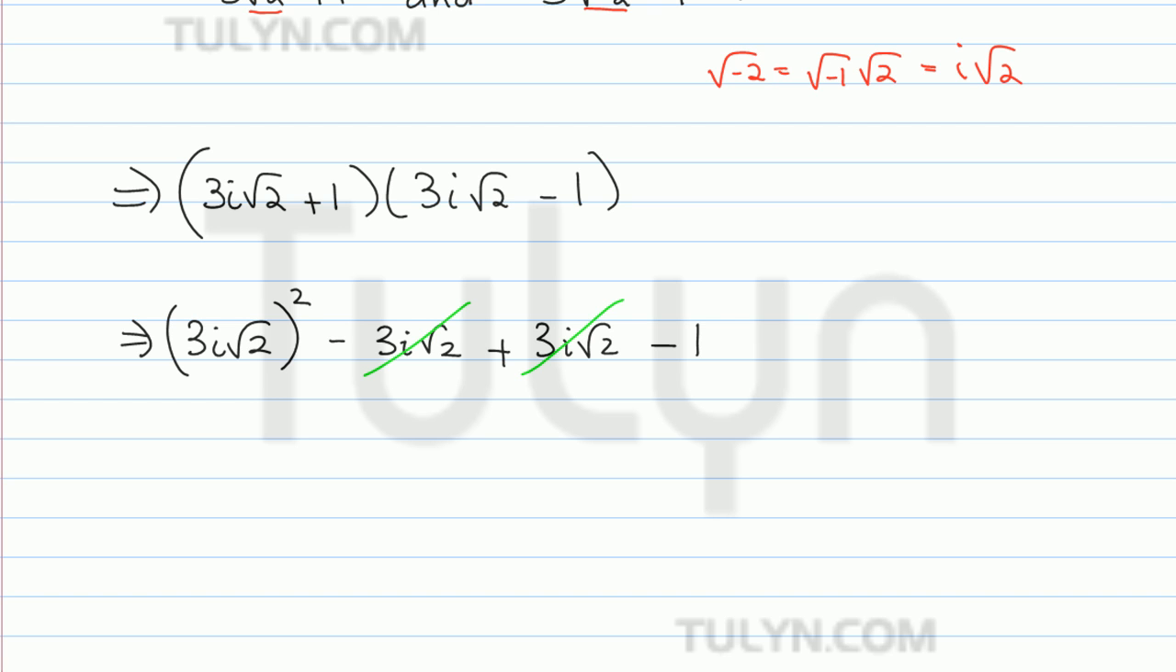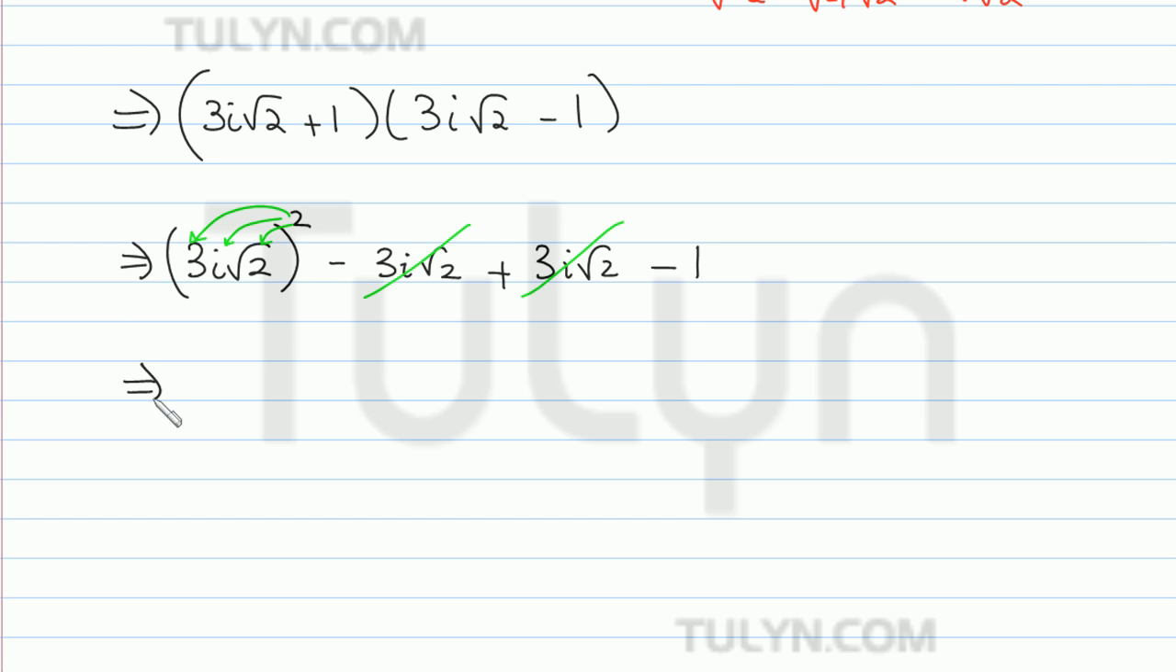So for the first term, we can distribute the square into each term of the product. So what this is going to simplify to is 3 squared times i squared times square root of 2 squared, then that minus 1 at the end. Don't forget that.